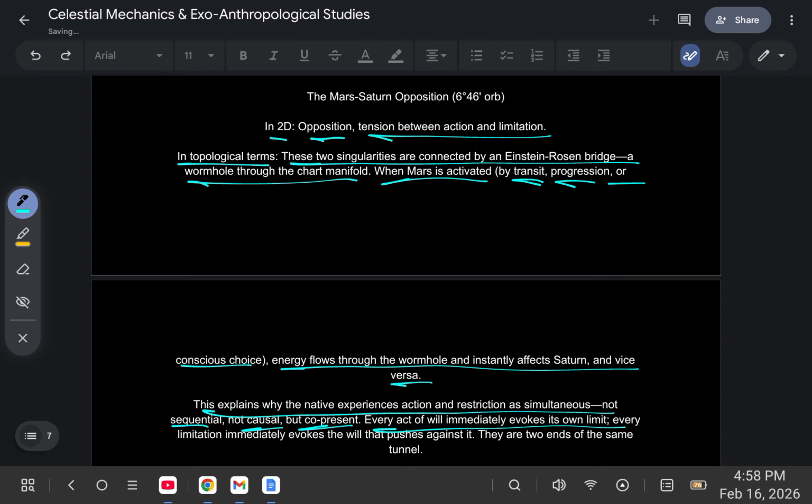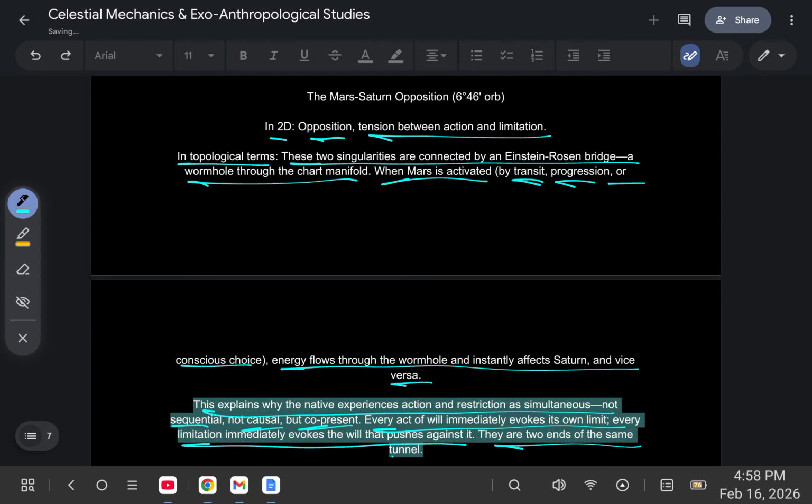Every act of will immediately evokes its own limit. Every limitation immediately evokes the will that pushes against it. They are two ends of the same tunnel.